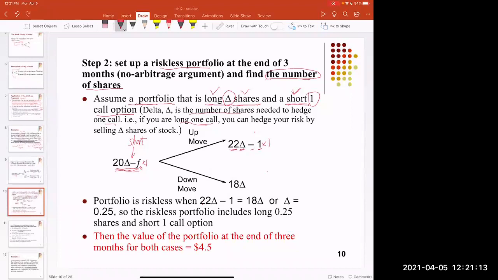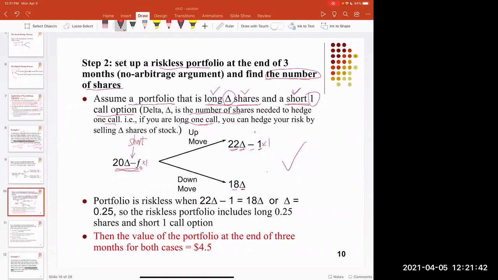If it's going down, 18 times delta is number of shares, we don't know what that is, right? And plus 0 is 0, right? So this is a very important step. You need to figure it out for the portfolio. What would be the value of the portfolio today and the value of the portfolio at the expiration day? Okay, that's step one.